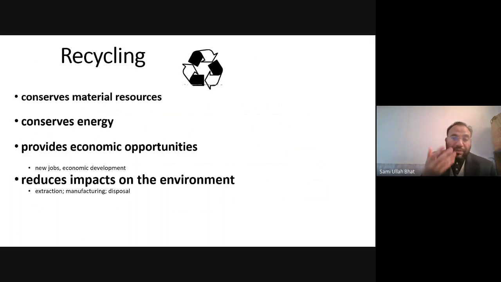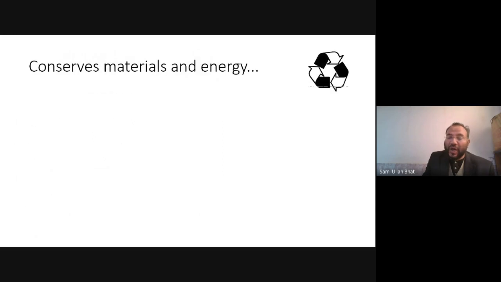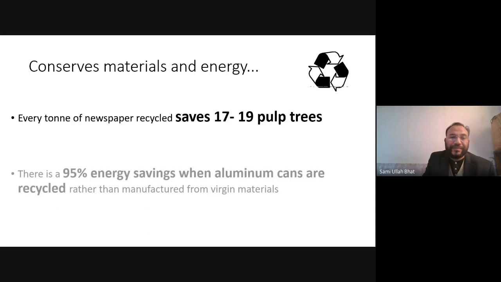For example, there are so many people who are picking waste. You will see in Srinagar city and the rest of the metropolitan cities in India that pickers are there. It is an opportunity for those people because their livelihoods right now depend on it. Recycling reduces impacts on the environment, meaning extraction methods, manufacturing and disposal methods. We can reduce these, and it will increase the life of landfills. At the end, it will lead to better protection of the environment.